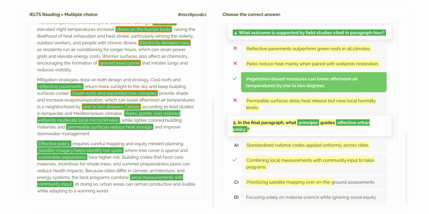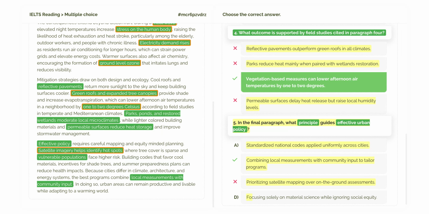Prioritizing satellite mapping over on-the-ground assessments. The paragraph does mention that satellite imagery helps identify hotspots. However, it doesn't say this should be prioritized over other assessments. In fact, it recommends combining different types of information, like local measurements and community input, suggesting a balanced approach, not prioritizing one method over another. This option is incorrect.